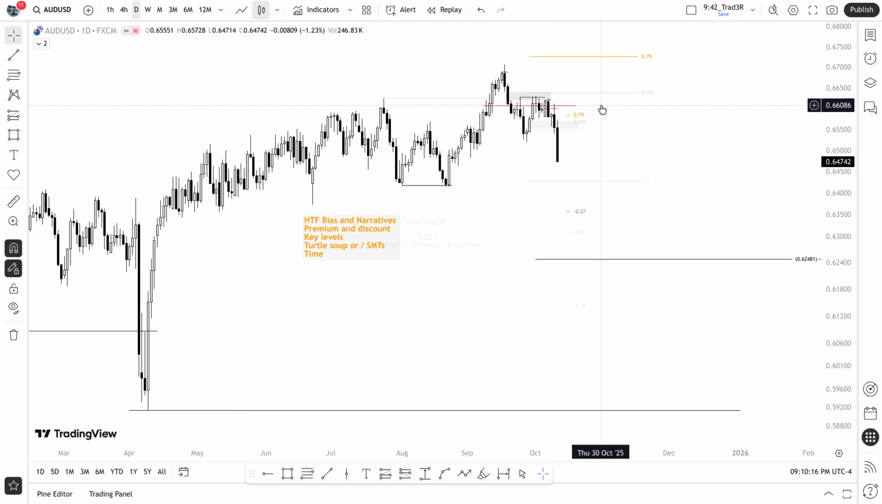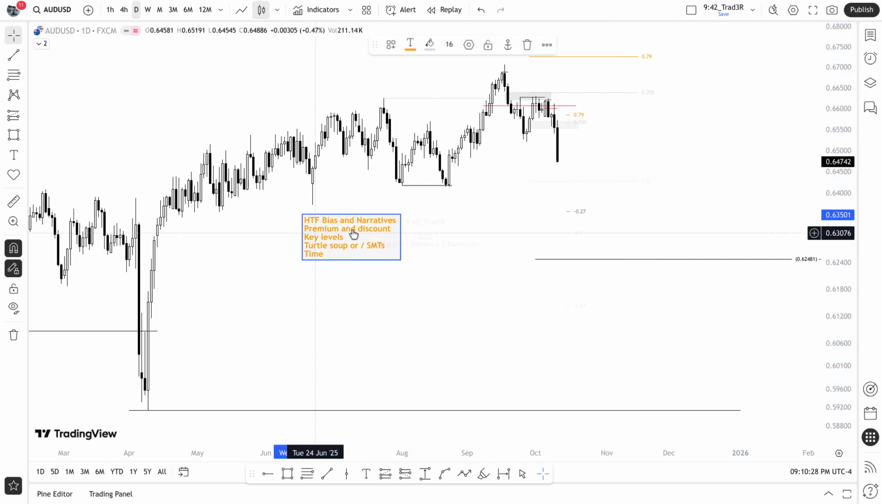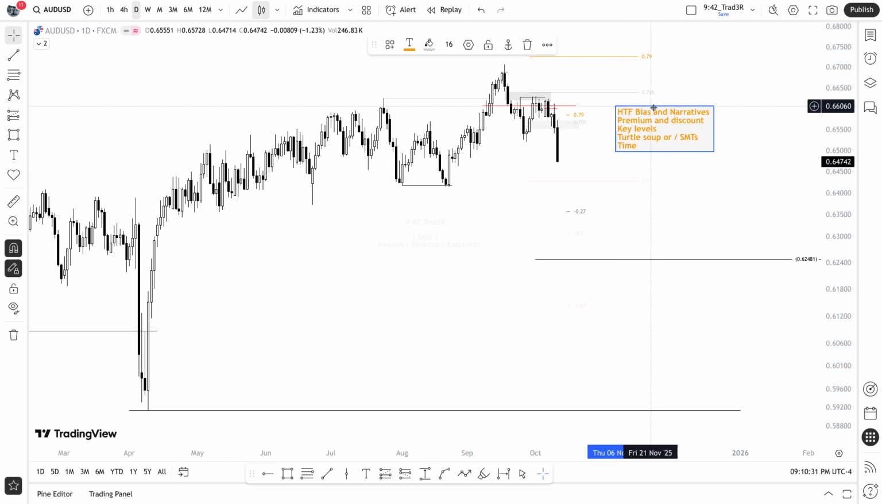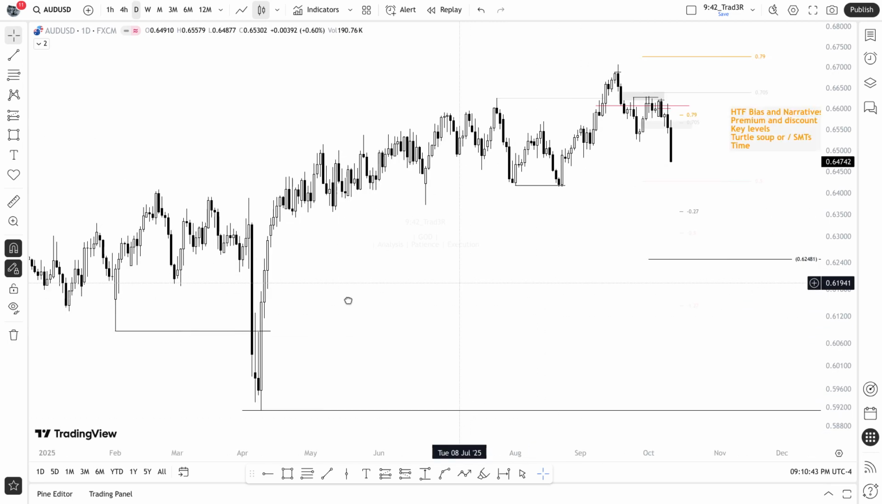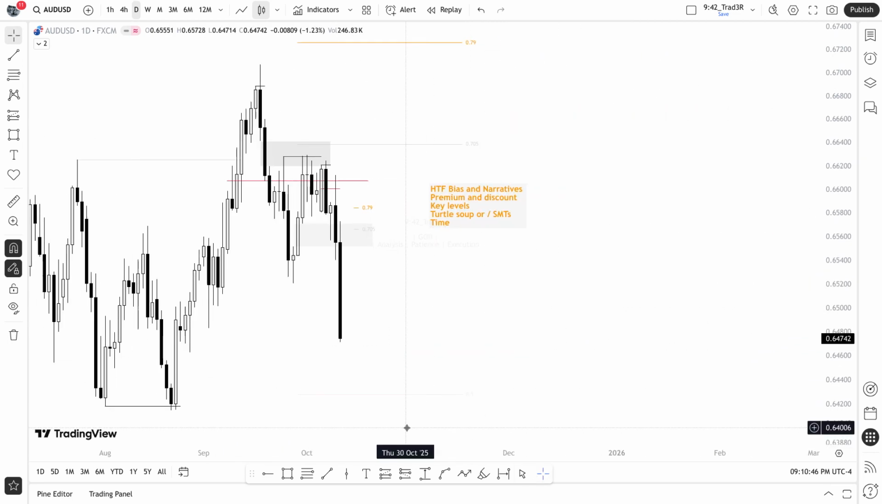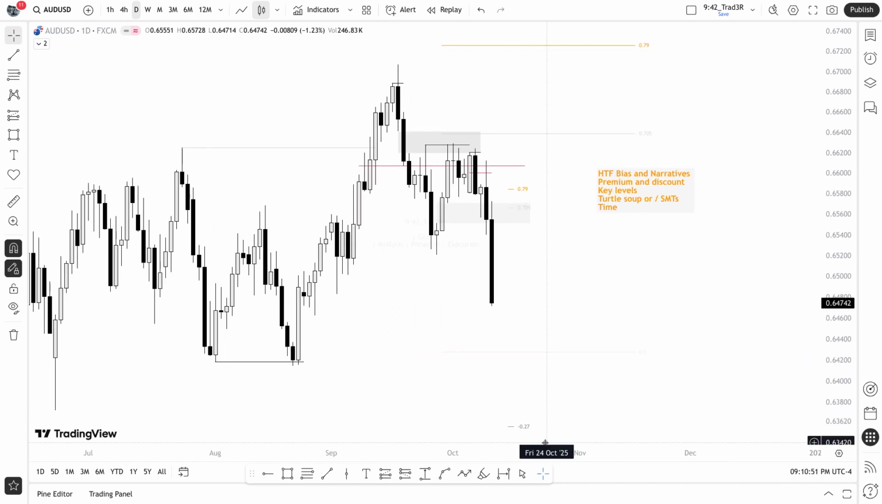So you can see now at this point on the daily chart, we are at premium prices, we are above the 50% mark in premium. And now we've walked away from the higher time frame bias and narrative, premium and discount and key level, and now we are at turtle soup or SMC. So now we are seeing the turtle soup around this area on the daily charts.